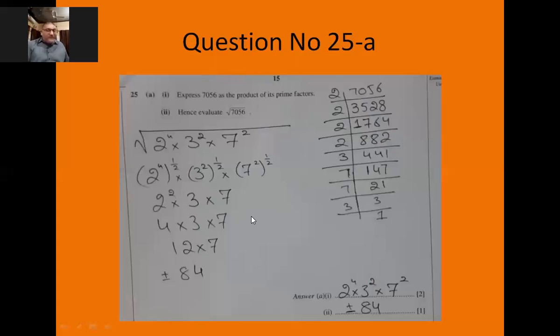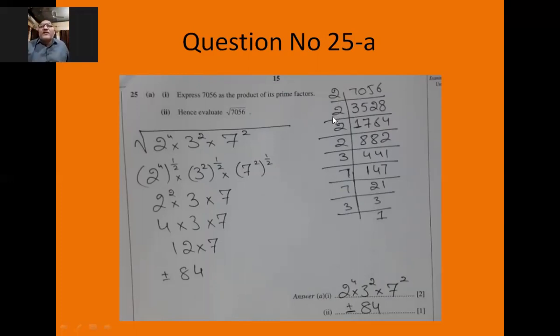Question number 25, A part, he says express 7056 as the product of its prime factors. So here you can see 7056 divided by 2, you get 3528, divide by 2, you get 1764, divide by 2, you get 882, again divide by 2, you get 441, then divide by 3, you get 147, divide by 7, you get 21, divide by 7, you get 3, divide by 3, you get 1. So these are the prime factors of 7056.